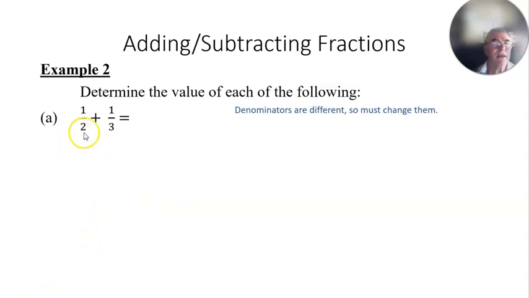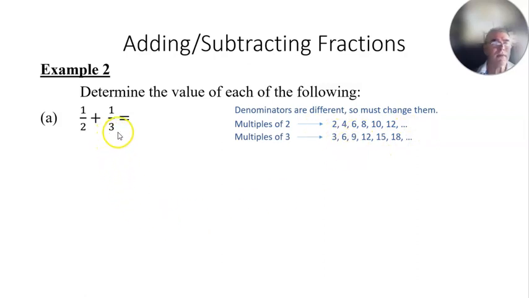To do that, let's look at our multiples of 2. Well, our multiples of 2 are 2, 4, 6, 8, 10, 12, our 2 times tables. And our multiples of 3, so our 3 times tables, 3, 6, 9, 12, 15, 18. And we want the lowest one in this case. So the lowest one that's common is 6. So our lowest common multiple there is 6. That means we need to change both of our fractions to being out of 6.